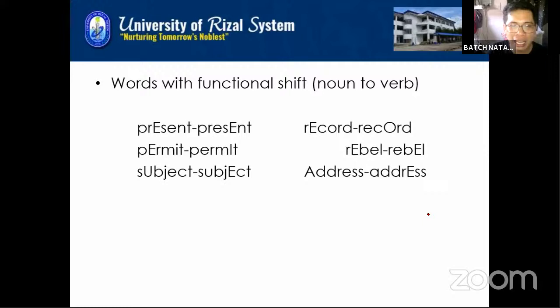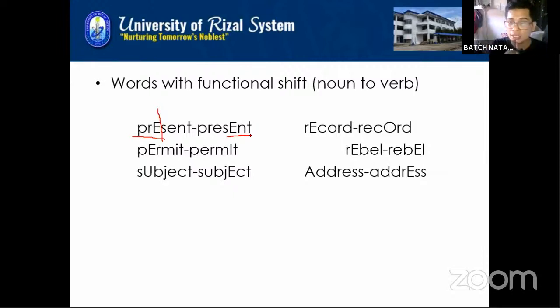So there are words which have a functional shift, wherein they might be similar in terms of their spelling, but when they are used in terms of their function, the stress changes. If it is a noun, we say present, percent. If the word functions as a noun, the stress falls on the first syllable. If it is a verb, the stress falls on the second syllable, just like the examples that I will be reading to you. So present, percent.